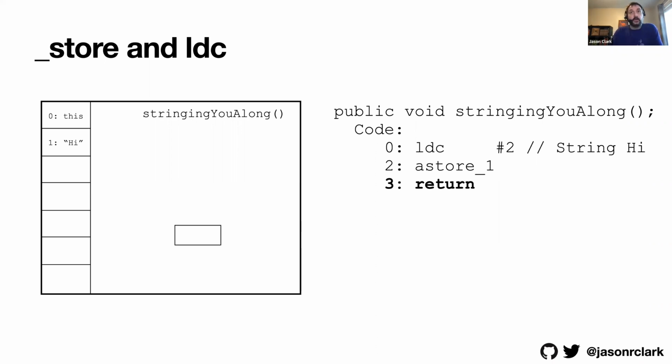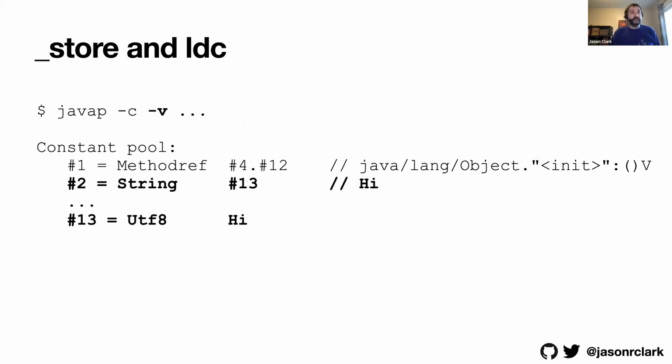Now the constant pool is where those constants live. And if we pass javap a -v, it will spit out the constant pool. In this particular case, we would see number 2 is defined in there. It's a string that references some UTF data. I think that UTF data can be used by things other than strings, so that's why it's broken apart like that. Number 13 then is the actual UTF characters for H and I to represent that.